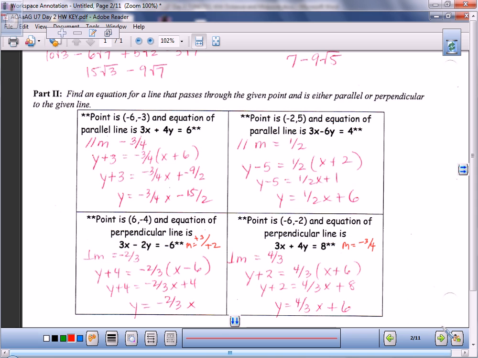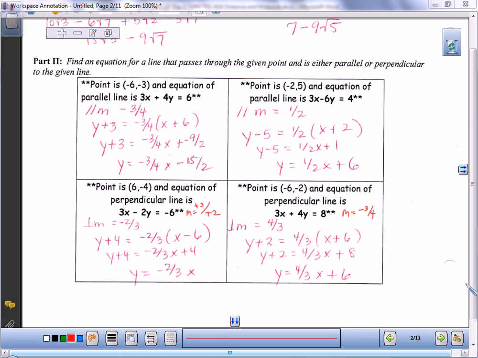Okay. The second part was going back to review of finding equations for lines that were either parallel or perpendicular. You tell me. If it is parallel, what kind of slopes do they have? The same slope. So you find the slope of the line they give you and use the same slope. If it's perpendicular, what kind of slopes are they? Opposite sign and reciprocal. So we find the slope of the original equation, change the sign of it, and flip it. Okay? So take a look at these and see if you have questions.